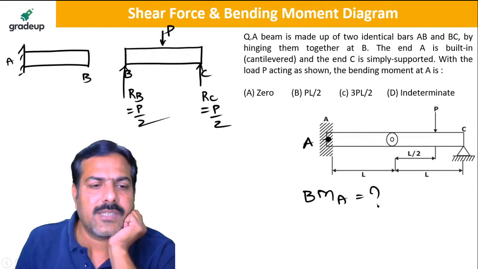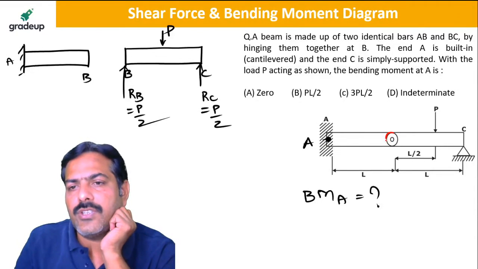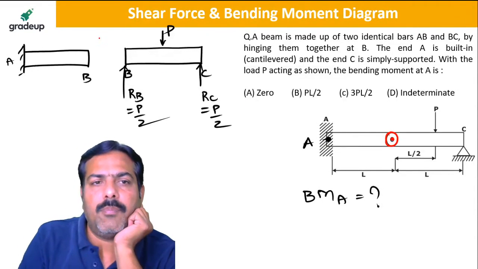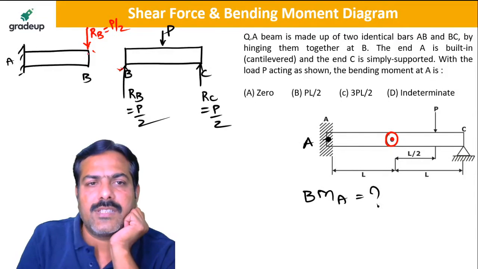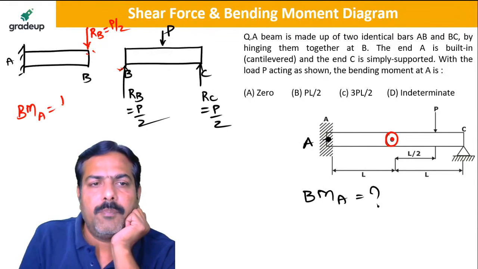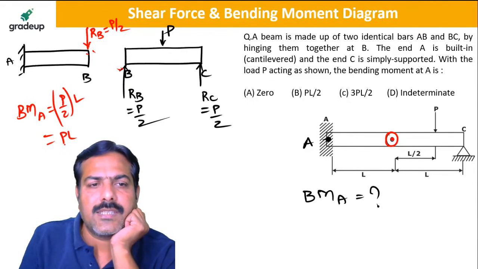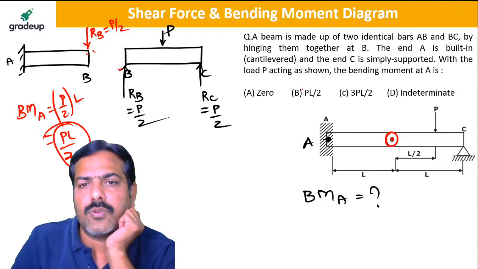So my dear friends, since it is an internal hinge, you get RB here also, and this RB is equal to P/2. So these two balance each other. So the bending moment at A is equal to P/2 is the load, perpendicular distance is L. So the answer is PL by 2 is the right answer to this question.